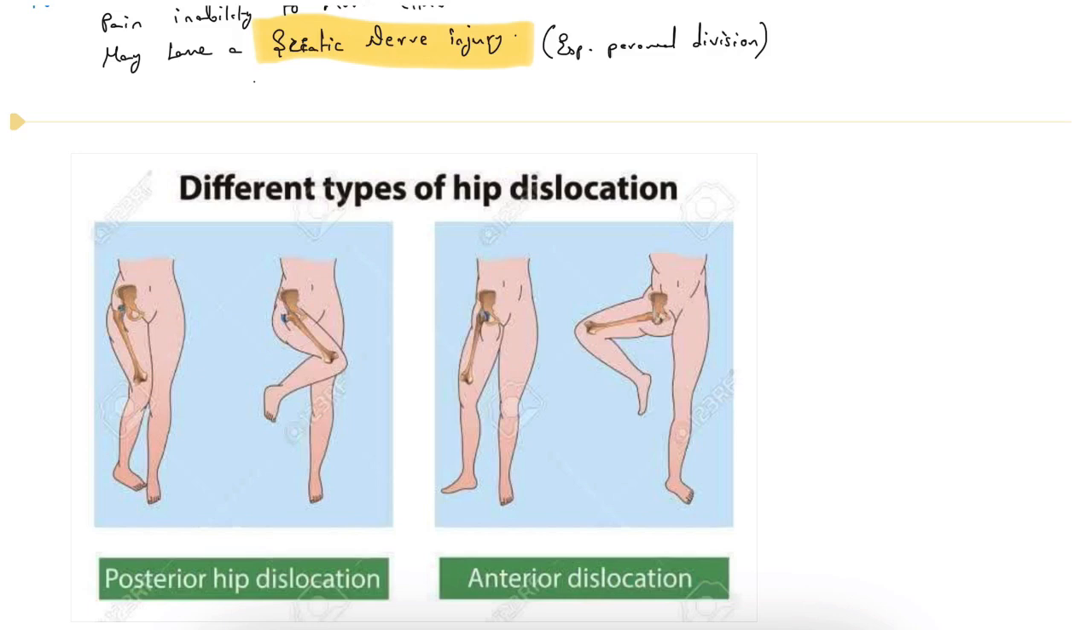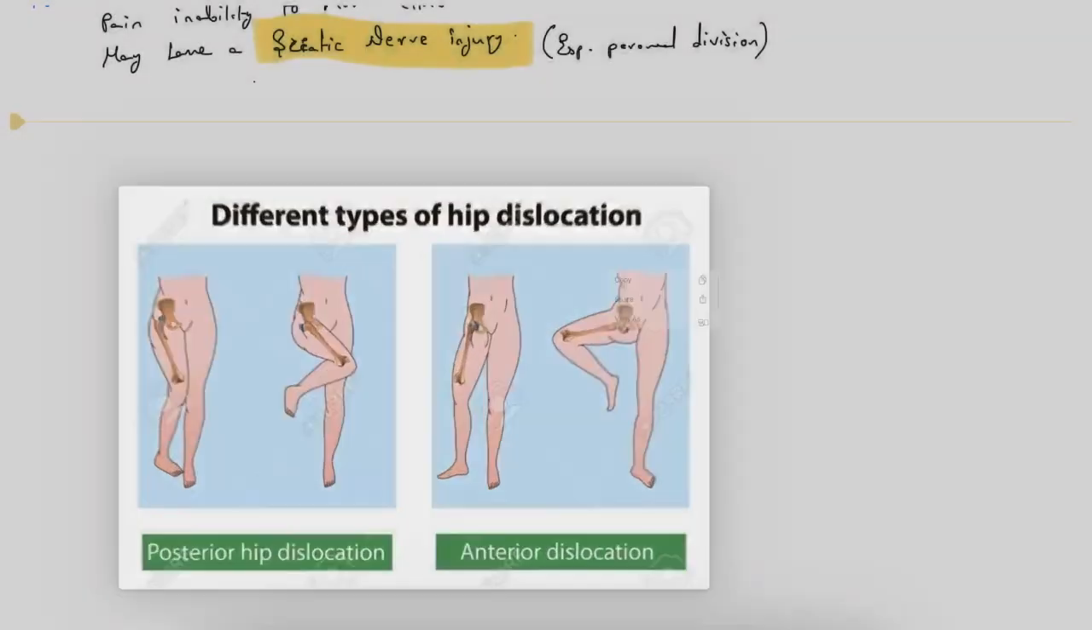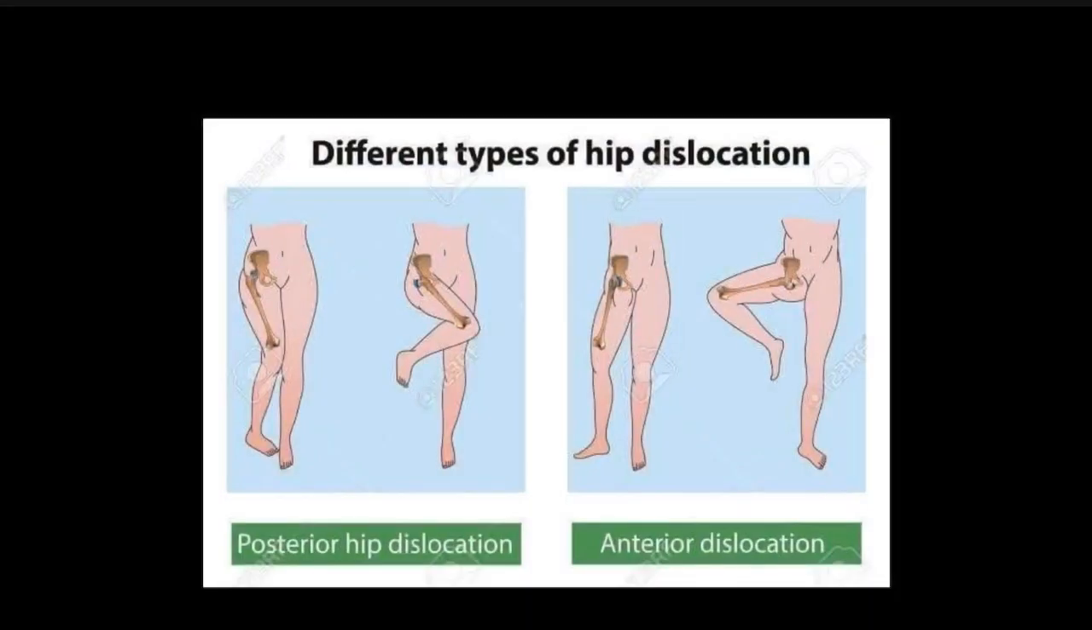Here this femoral head moves backward, that means posteriorly, like this. And the femoral head lies behind the acetabulum. Here you can see the head of the femur behind the acetabulum.